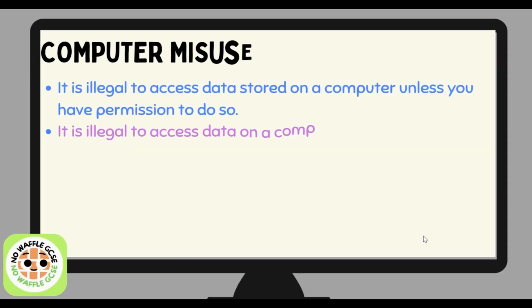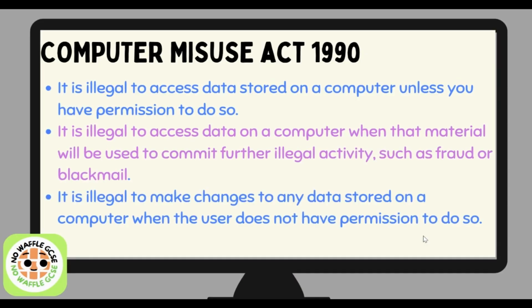Now, that was definitely a mouthful to talk about, but that was the biggest one. The next two are kind of small. So, you've got the Computer Misuse Act of 1990, which just talks about how it's illegal to access data stored on a computer unless you have permission. It's illegal to access data on a computer when the material will be used to commit further illegal activity, such as fraud or blackmail, and it is illegal to make changes to any data stored on a computer when the user does not have permission to do so.